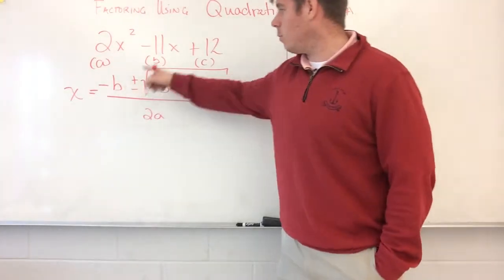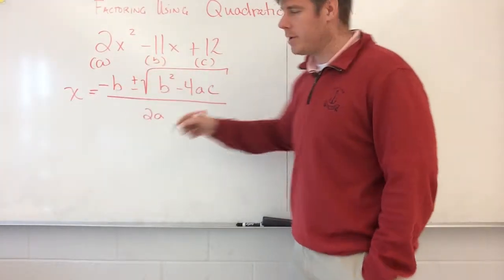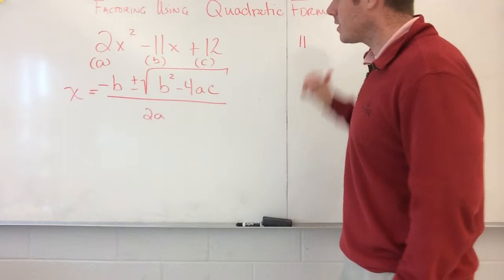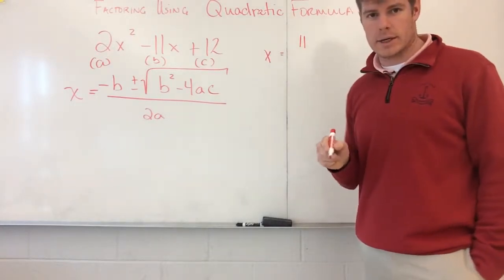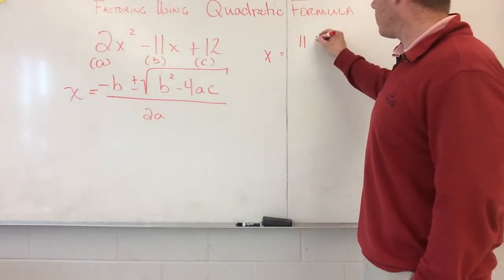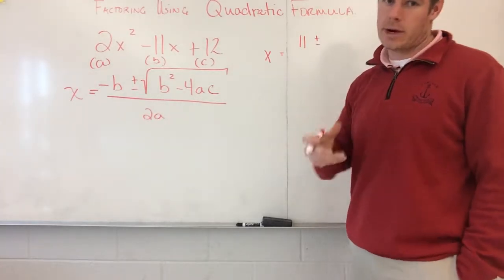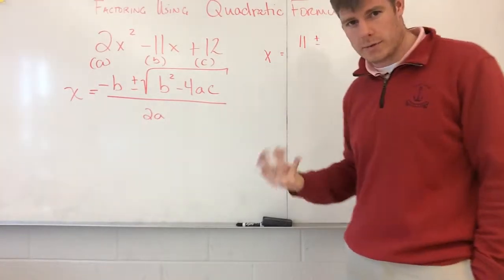The opposite of b. Well, b is negative 11, so the opposite of it is positive 11. So I'm going to write positive 11. Okay? And don't forget that we have to write this x equals here. So x equals positive 11, plus or minus, which is important, because we're going to have to do an addition and a subtraction to get two different answers.